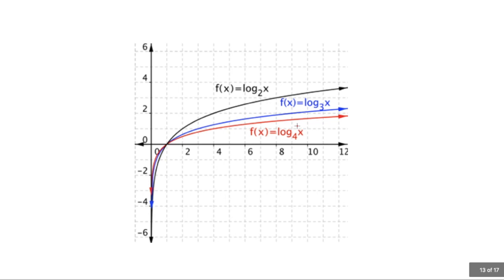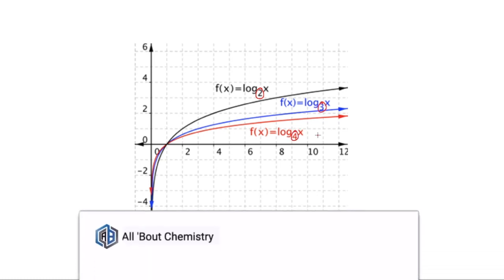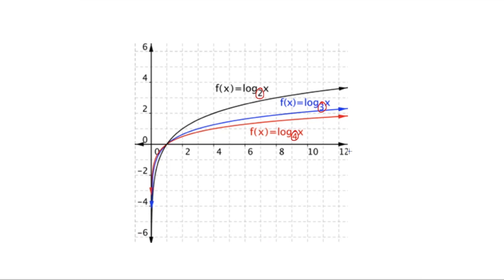Now the base value: if you change the base value for the logarithmic curve, here we have base 2, here we have base 3, and here we have base 4. As you can see, if the base is being changed, the graph is turning more towards the x-axis. The graph will become closer to the x-axis.